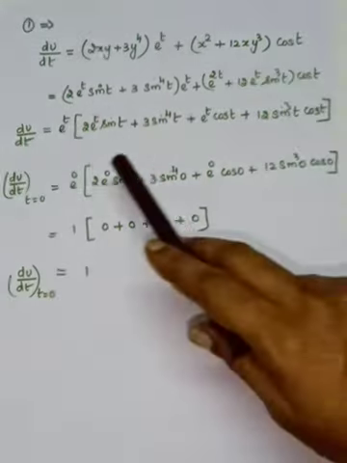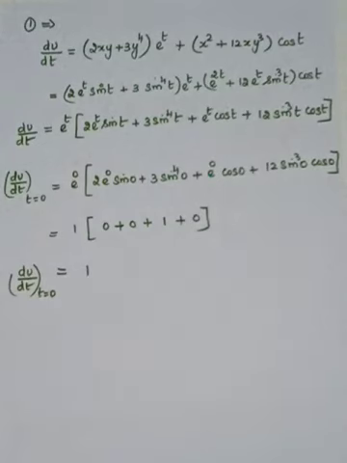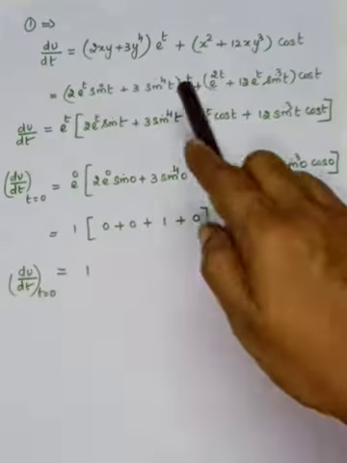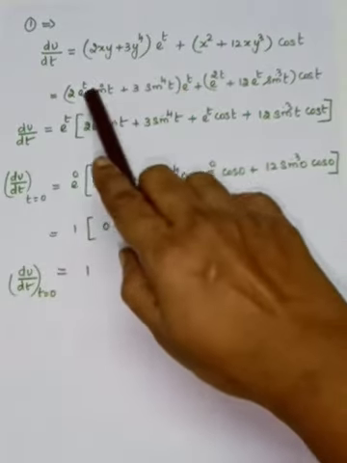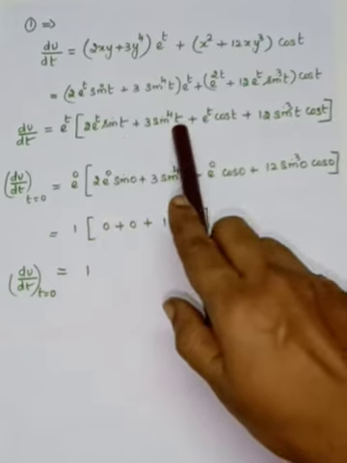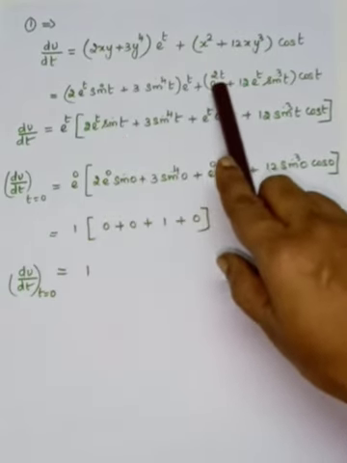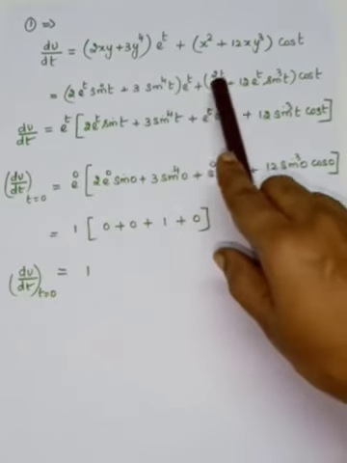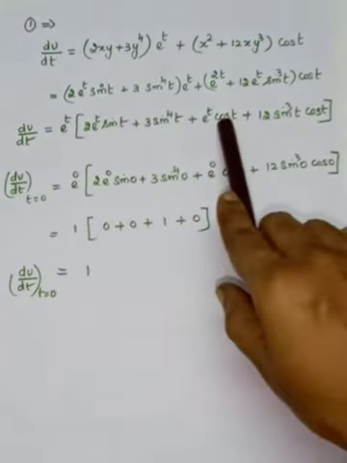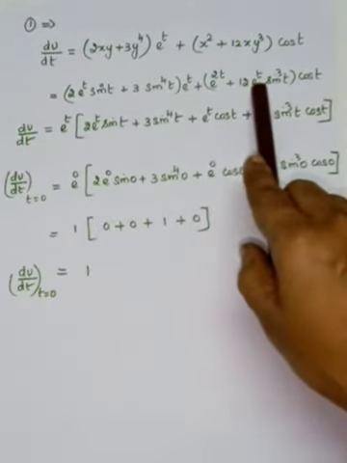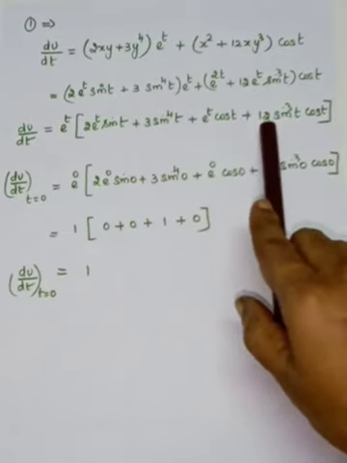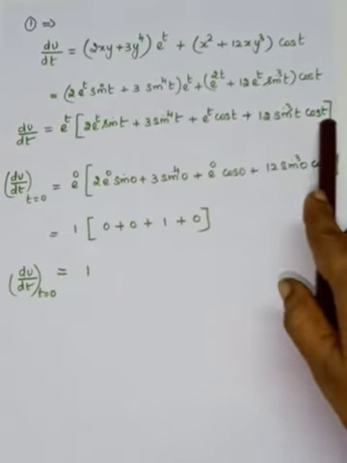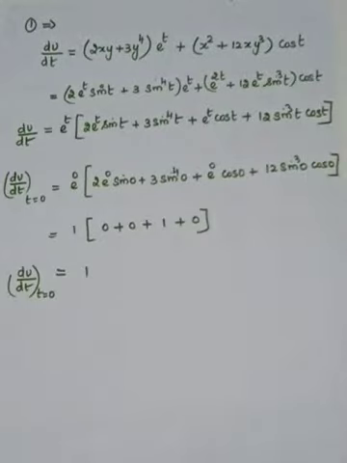So from all the terms, what is common? e power t is common. So if you take it out, this e power t is taken out. So these two terms are written as it is. Here you are having e power 2t. So one e power t is taken out. So the remaining is there. e power t into cos t. This e power t is taken out. So what is remaining? 12 sin cube t into cos t. So this is the answer for the du by dt.